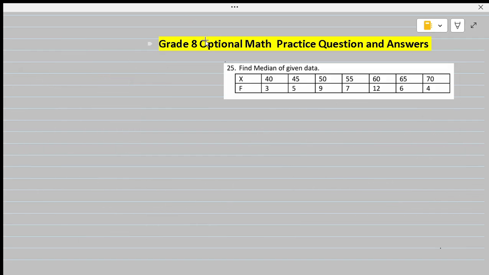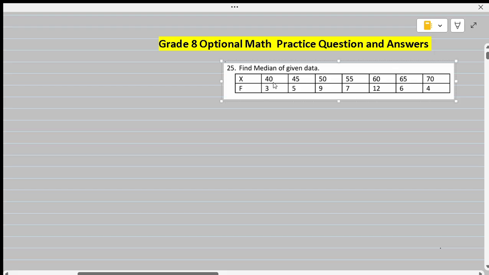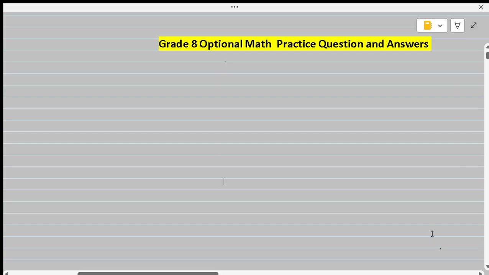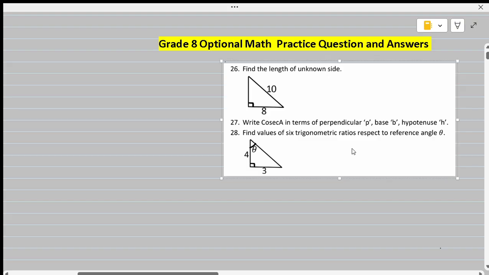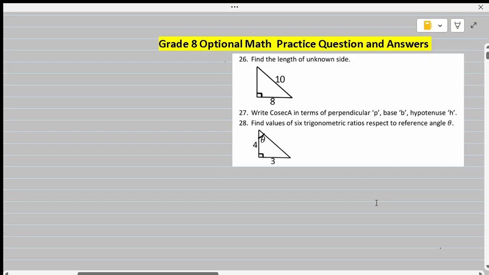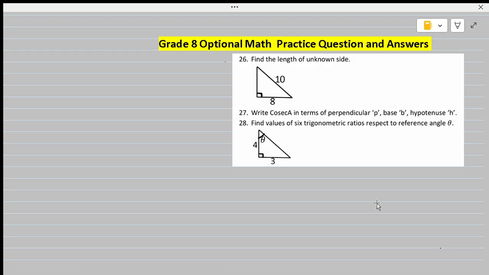Okay, now 26. So on our 26 there are questions of trigonometry. Okay, so 26 to 28 I take here. Okay, so what's said in number 26, let's see. So find the length of the unknown side, is it?